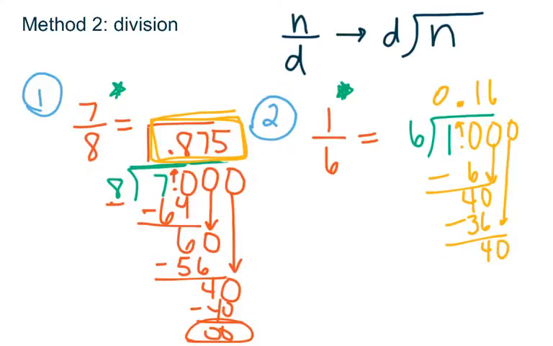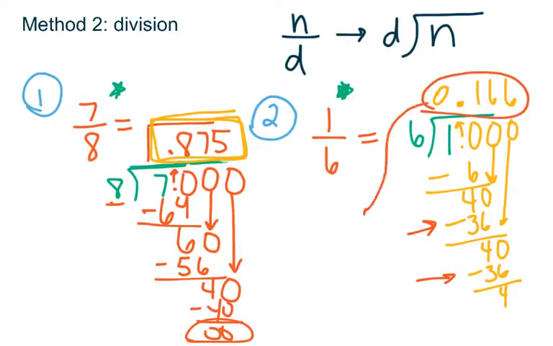Bring down my 0. I now have 40 again, so I know this is another 6. 6 times 6 is 36. Subtract, I get another 4. You'll notice we're starting to see a pattern here. That tells me that this decimal up here is actually going to be what we call a repeating decimal.